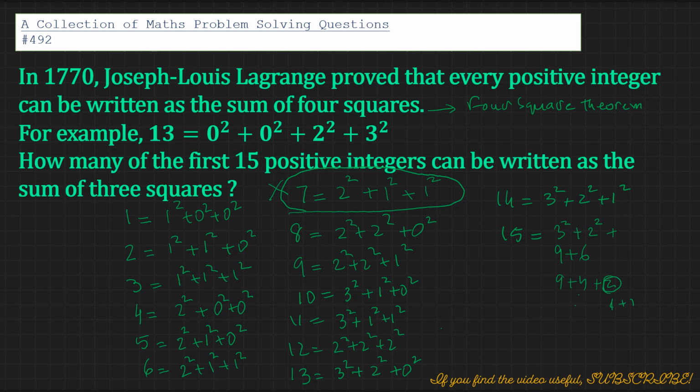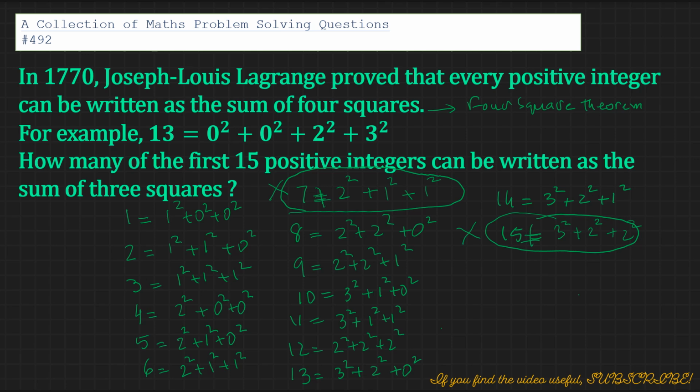So can I write it with another square? 9 plus 4, 13 plus 4, 17. No. So this is the other one that we cannot do. There's no way we can write 7 as a sum of three squares. And 15 is obviously not equal to 9 plus 4 plus 4, because 9 plus 4 is 13, plus 4 is 17. So this is the other one that is not possible.